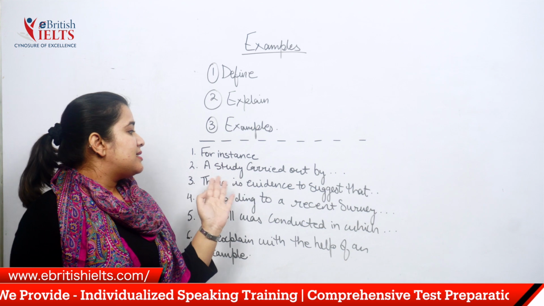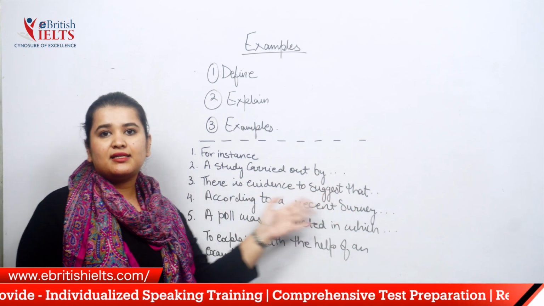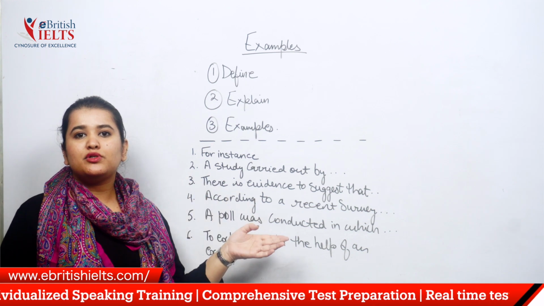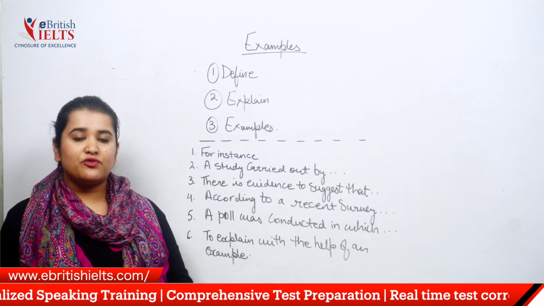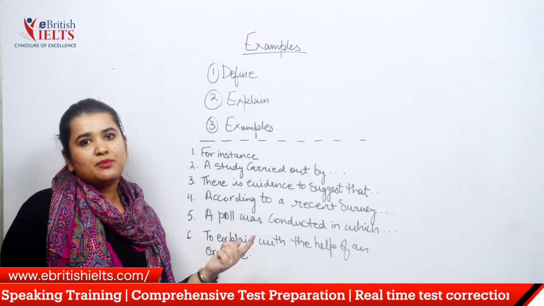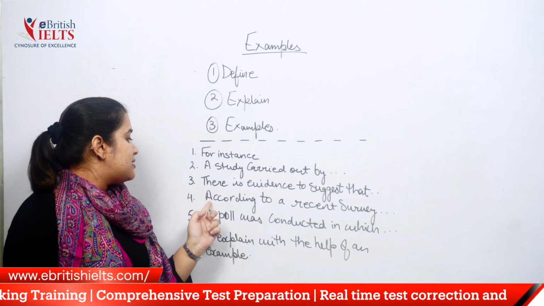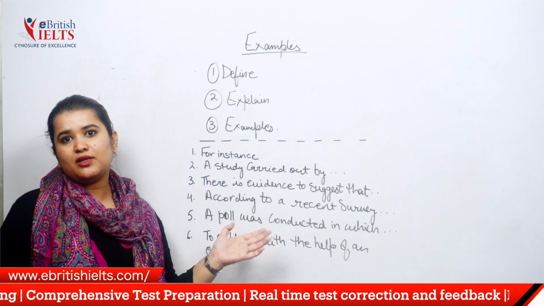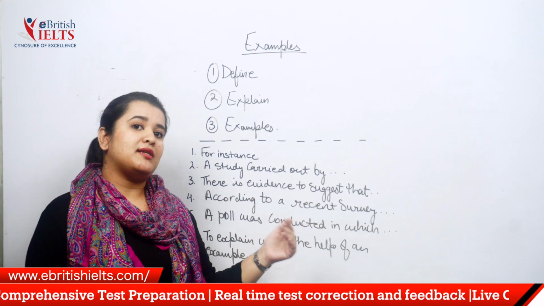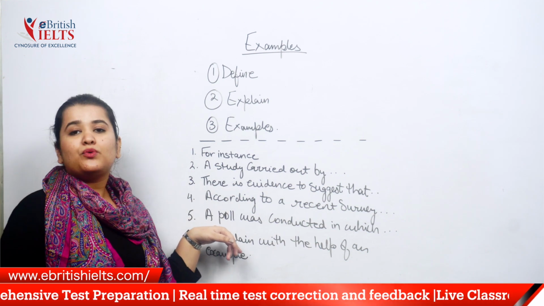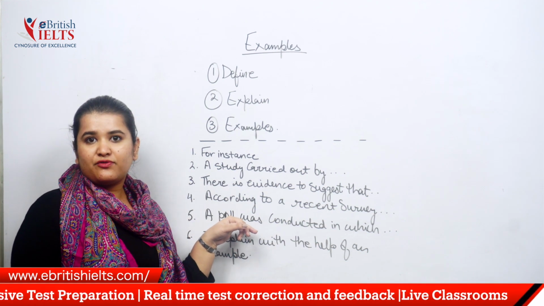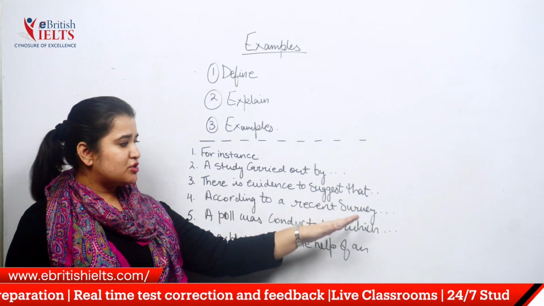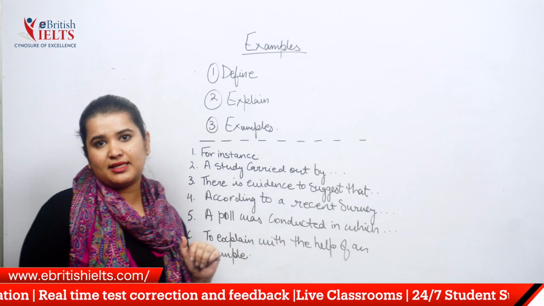The third way is, there is evidence to suggest that. Now, evidence here means proof. Obviously, if you're stating an example to support your answer, it is going to be some sort of proof. So instead of proof, you can use a better word, that is evidence. Another way is, according to a recent survey. You can use this phrase when you are quoting something from a survey that was maybe conducted recently. If you want to mention something from a poll that you know, you can start by, a poll was conducted in which whatever finding was there of the poll.